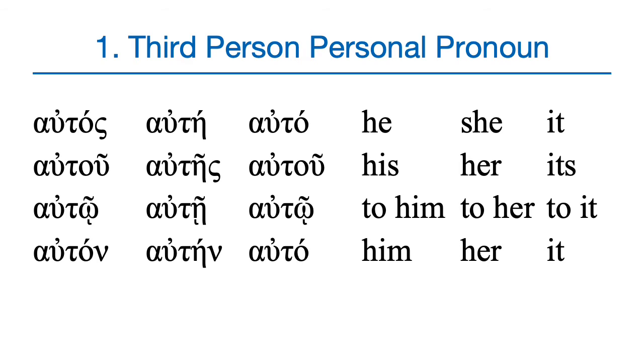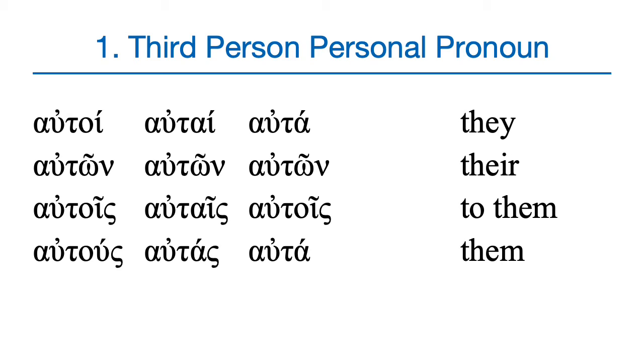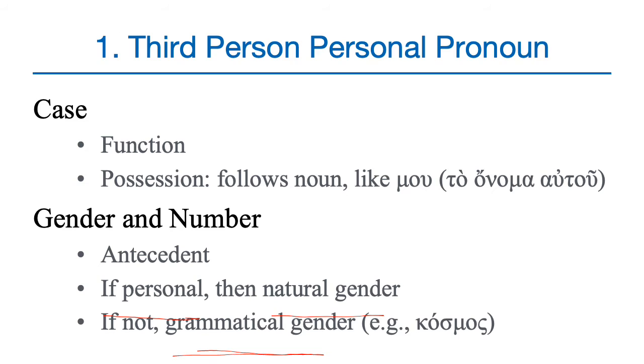Nothing to that. Simple. And then in the plural, autoi, autai, auta is they, auton, auton, auton, their, possessive, autois, autais, autois, to them, dative, and then autous, autas, auta, them, objective case. Used as a personal pronoun, the function is determined by the case. The case of the pronoun will tell you what function it is having in the sentence.